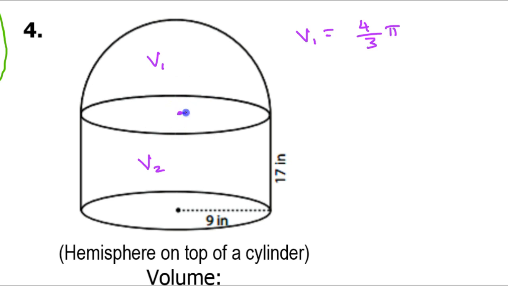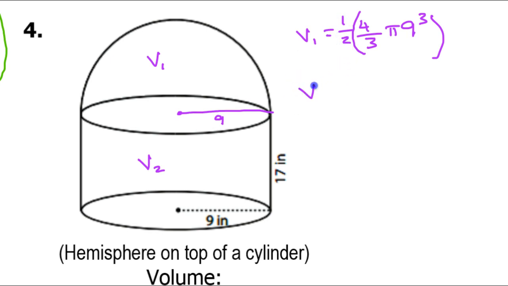Now, the radius of the sphere is right here. And looking down, that's going to be the same as the radius of the cylinder, which is known to be 9. Okay, so the radius is 9. So 4/3 pi r cubed becomes 4/3 pi 9 cubed. Alright, now this would be the volume if it were a whole sphere. But it's not a whole sphere. It is half of a sphere.